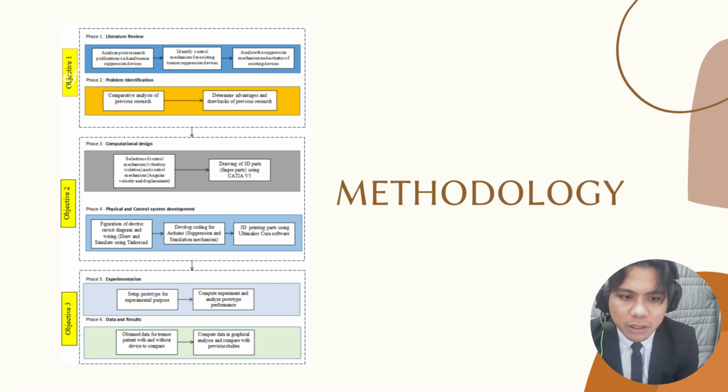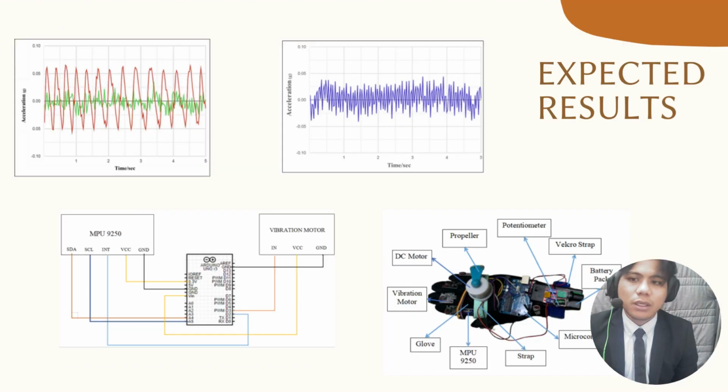Phase 5 is experimentation, which is to set up the prototype for experimental purposes, compute the experiment, and analyze prototype performance. And lastly, phase 6, data and result, which is to compute data in graphical analysis and compare with previous studies. Next is the expected results. Basically, the study aims to produce a set of identical data and results from previous research by Nurul Afika Muhammad Fauzi, which is a novel essential tremor suppression device published in 2021.